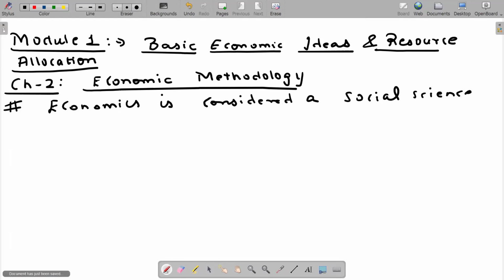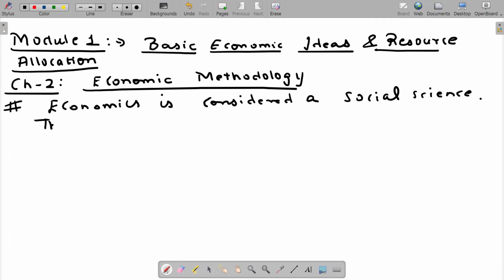What does the word social here mean, students? Now, when we talk about social science, we talk about human behavior. We talk about how humans interact, what they think, and how they use the resources in the economy to satisfy their own needs and wants.